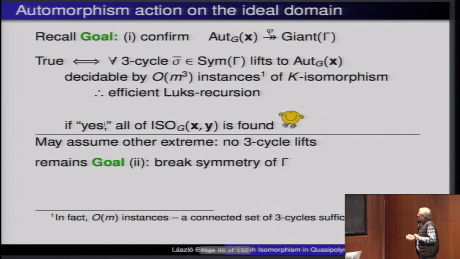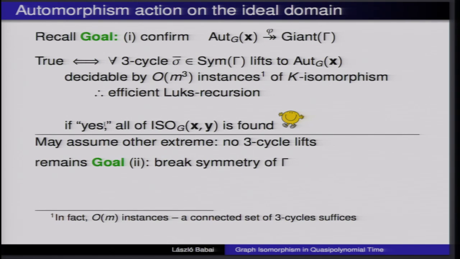Okay? So once again, the goal is either to confirm that the automorphism group already maps onto this giant, and this is a testable condition. It is testable because it is true if and only if every 3-cycle acting on that ideal domain actually lifts to an automorphism, and that lifting is decidable. I can decide it by looking at all 3-cycles and lifting all of them. If all of them lift, then the entire alternating group lifts to automorphisms. And of course, I only need a connected set of 3-cycles, so many fewer trials are enough. So if the answer is yes, then the set of all G-isomorphisms of X and Y has been found using a small number of instances of K-isomorphisms. That's a very efficient recurrence using Luks's technique.